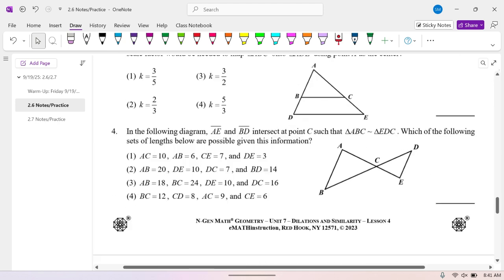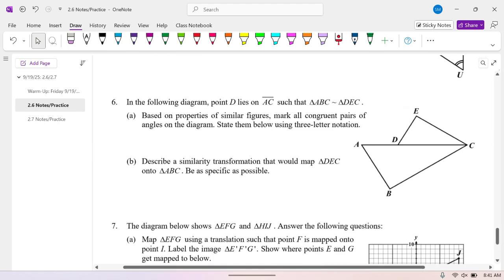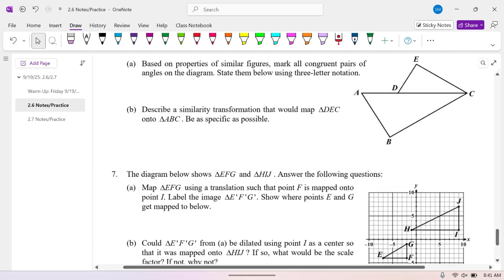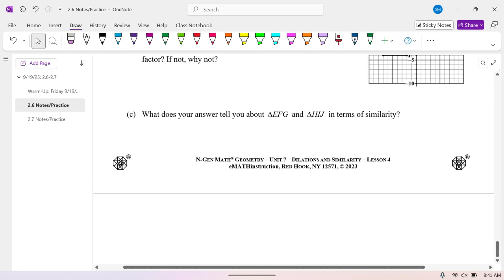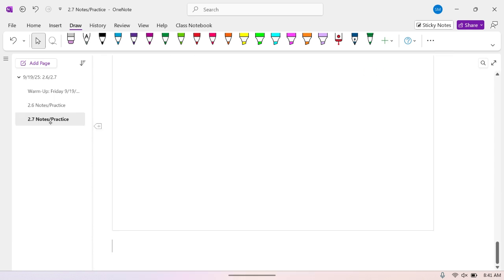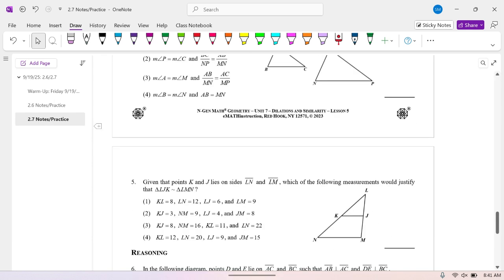All right, so number 5, or pages 3 through 4, is the first part of your homework for the weekend. But we're not done with notes quite yet. So now turn to page 5.